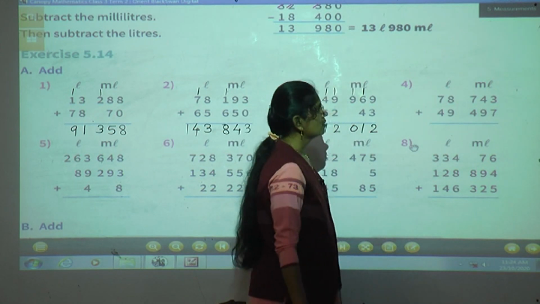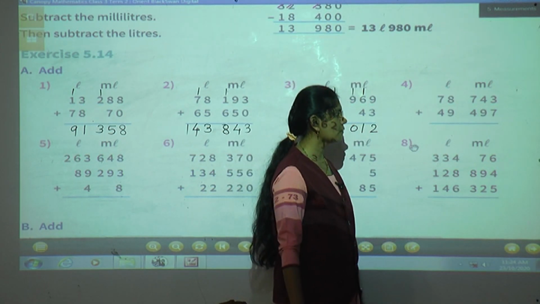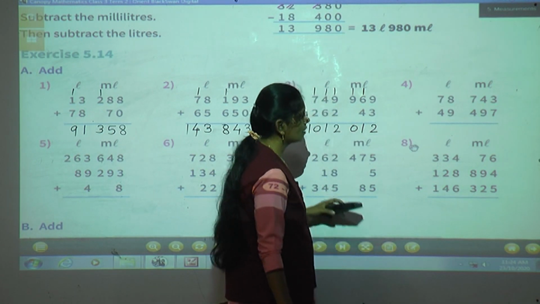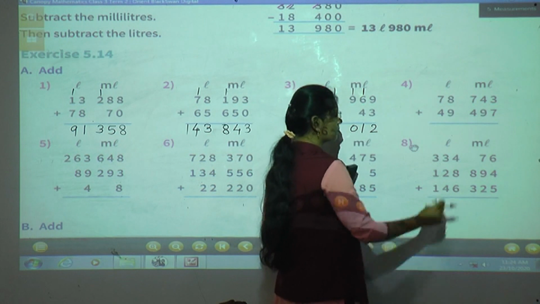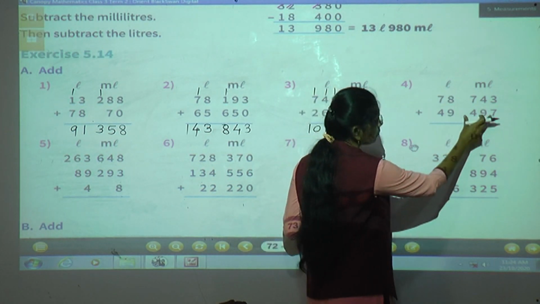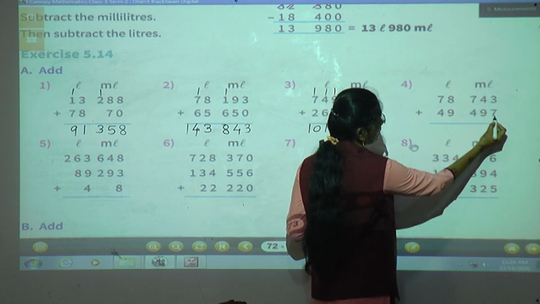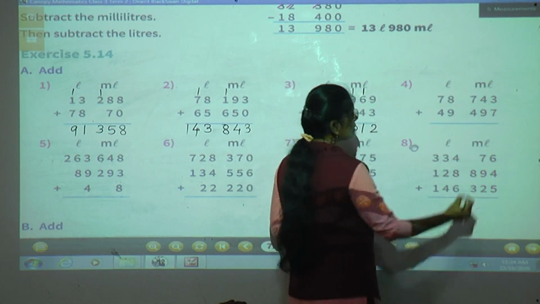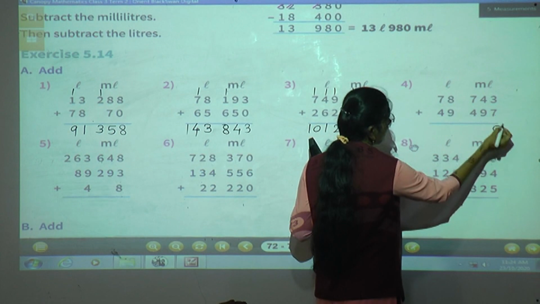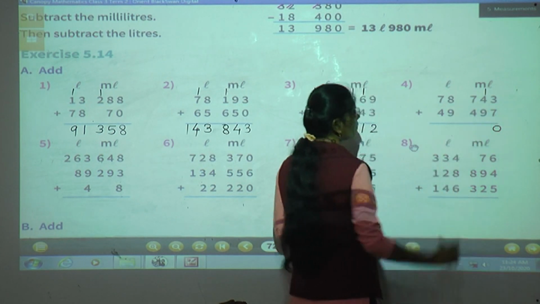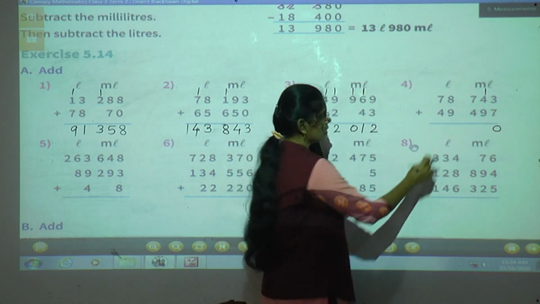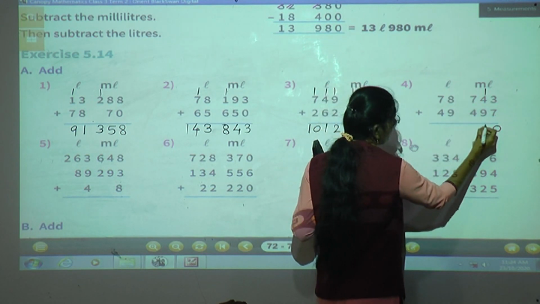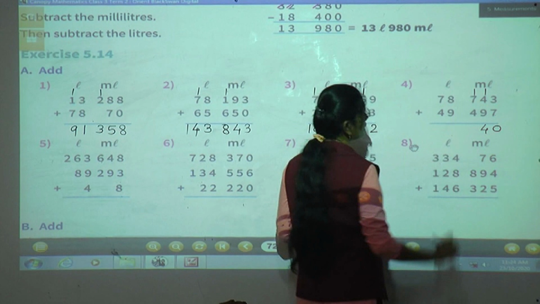78 liter, 743 milliliter plus 49 liter, 497 milliliters. First you have to add the milliliters. Here 3 plus 7. After 3 you have to count your 7 fingers. 3 plus 7, 10. So here we will write 0 and we will give 1 carry. Okay. Then 1 plus 4, 5. 5 plus 9, yes, 14. So write here 4 and 1 carry.